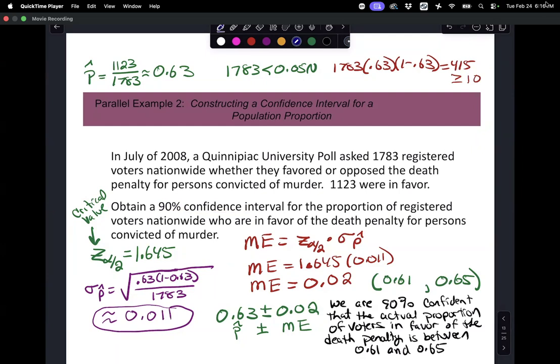So 1-PropZInt: stat, and go over to tests, 1-PropZInt. Don't forget to change your confidence level to 0.9. And check with the answer that's already on your screen, the answer we got before, and see if it matches.